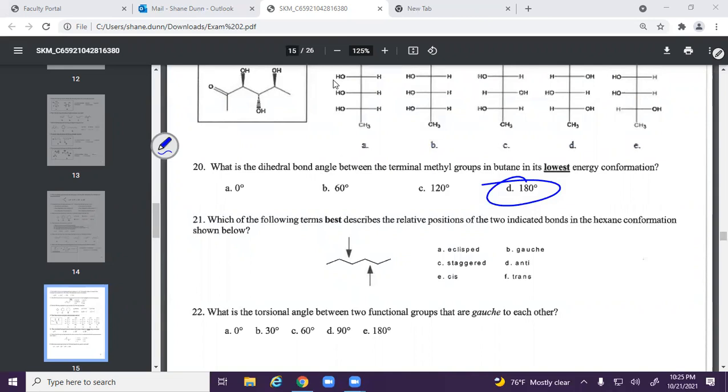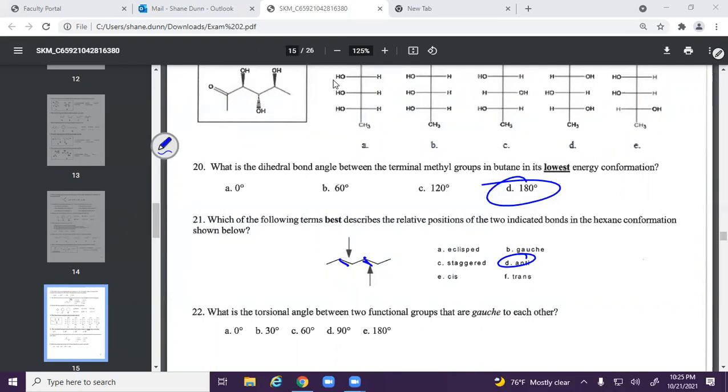This guy and this guy are in a straight line. What's the angle of a straight line? 180 is the lowest possible, which is anti. There you go. That's why 21 is anti, because it's technically a straight line.